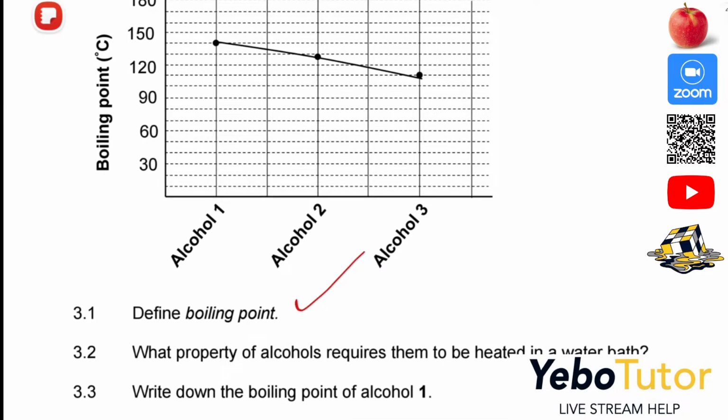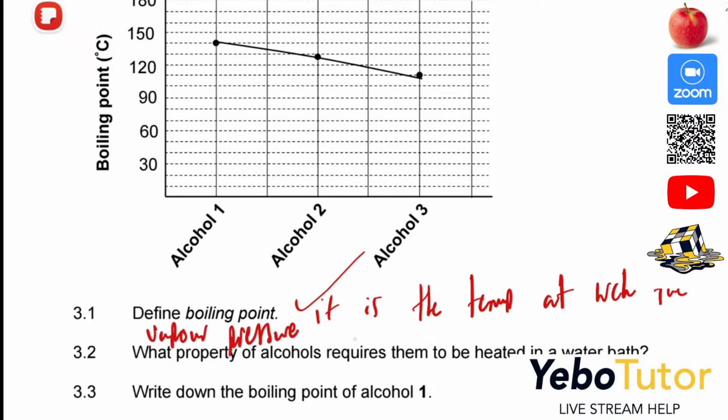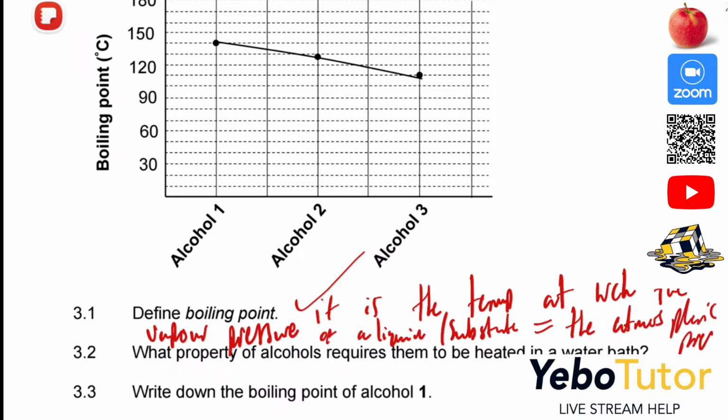Define the boiling point. We know that the boiling point is the temperature at which the vapor pressure of a liquid, others will say substance, is equal to the atmospheric pressure. As always, guys, please never forget that. That's the boiling point. Tomorrow they might ask you the melting point, or ask you to define vapor pressure. Please don't forget those definitions.